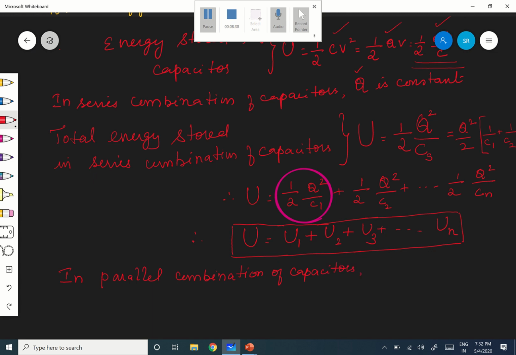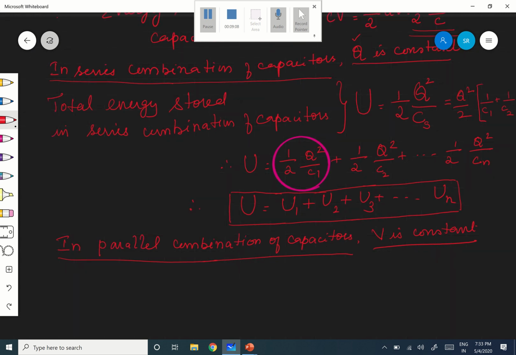When so many capacitors are connected in parallel, we have seen the potential drop across the plates of every capacitor is the same. The potential difference between the plates of each and every capacitor will be the same. Therefore, V is constant. In series combination, Q is constant. In parallel combination, V is constant. Now what do I want? Total energy stored.